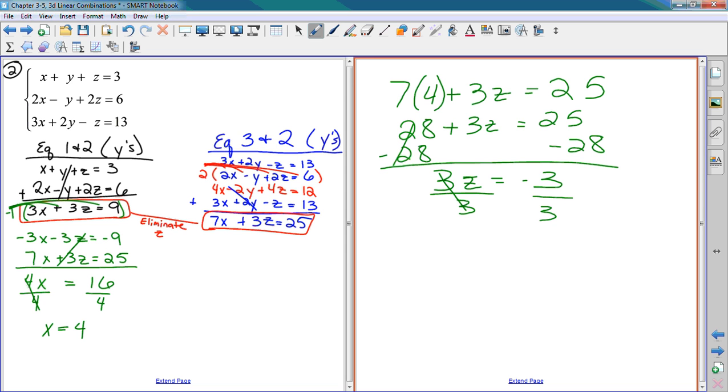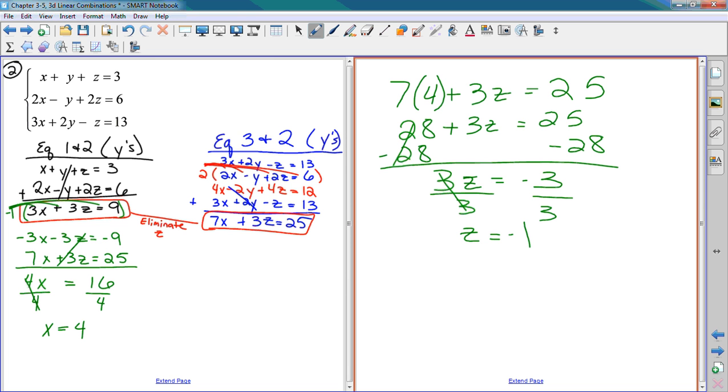z equals -1. I did that pretty fast. I just solved the equation for z. 4 times 7 is 28. Subtract 28, divided by 3. Yeah. Now I have a z and an x.